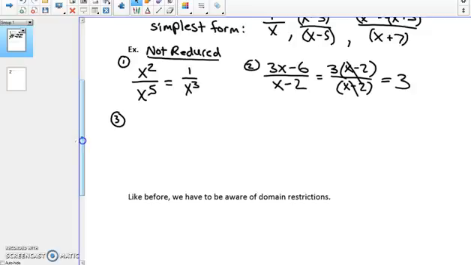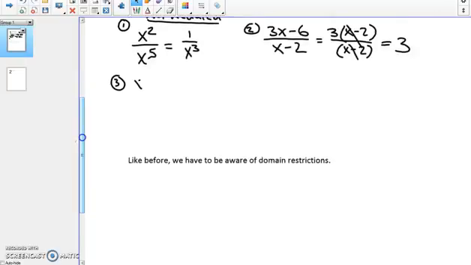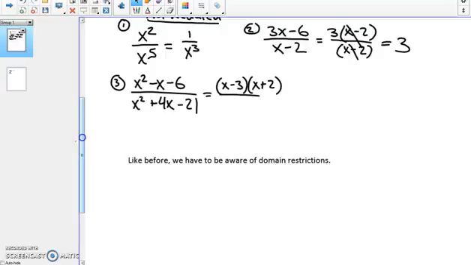I'm going to call this one number 3. Let's say we've got x squared minus x minus 6 all over x squared plus 4x minus 21. So both of these are quadratic trinomials. Hopefully it jumps out to you that we can factor these. I can factor the top and factor the bottom. When I factor the top, this becomes x minus 3 times x plus 2. When I factor the bottom, that should become x plus 7 times x minus 3.